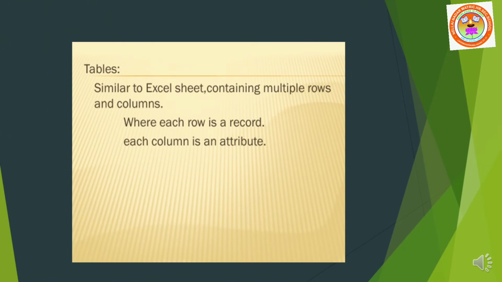So first is table. Similar to an Excel sheet containing multiple rows and columns. As in MS Excel, you will be having many rows. Each and every row is a record. Each column, as I said, is an attribute or field. So like an Excel sheet, if it has rows and columns, it is considered a table. So we are going to create a table.